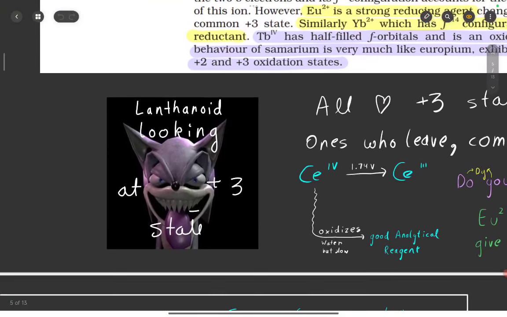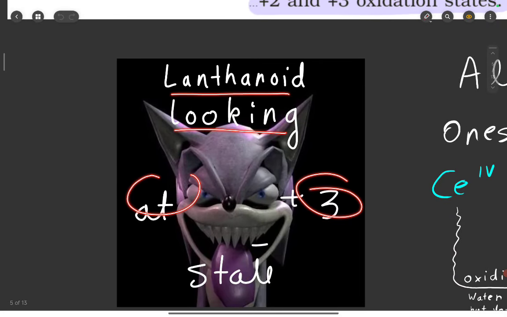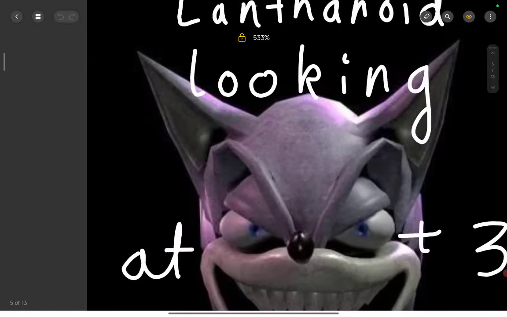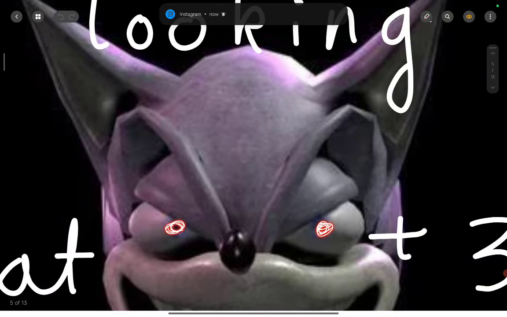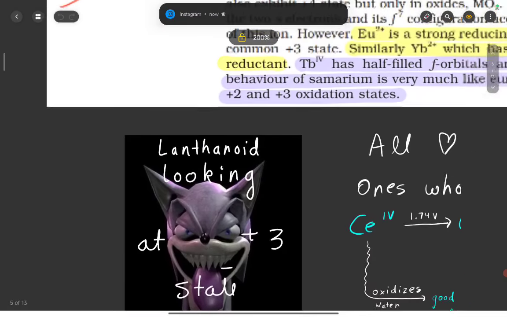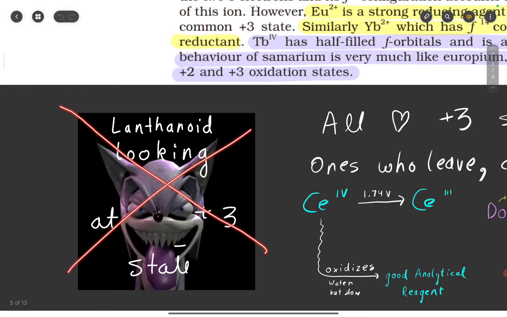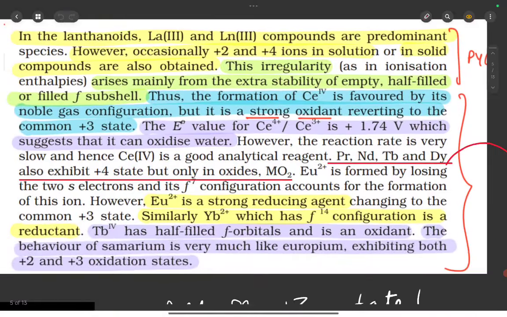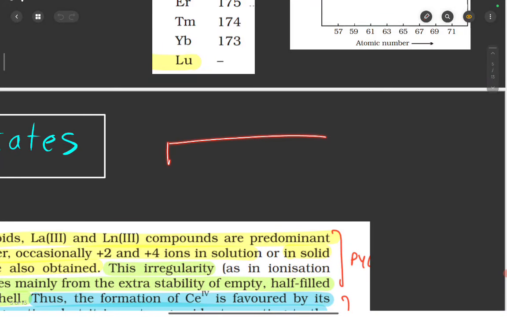But, my friend, this is why I have attached this meme. Lanthanoid looking at +3 oxidation state. Look in those eyes. That deviousness in its eyes. He's a monster when he looks at the +3 state. And let me tell you, there are absolutely no exceptions to this. Like, even if you think half-filled wasn't enough? Look at ytterbium 2+. It has f14 configuration. Its f subshell, it is fully filled.